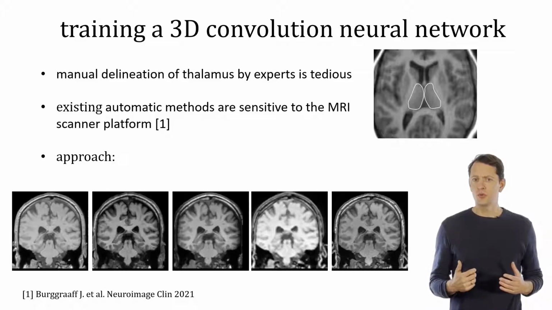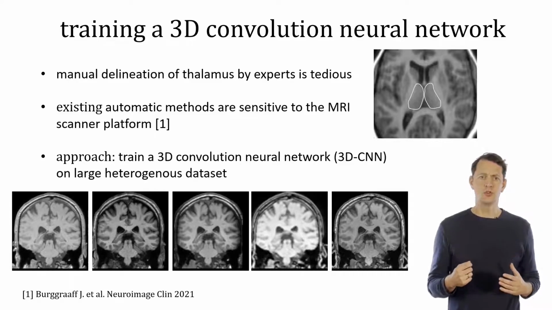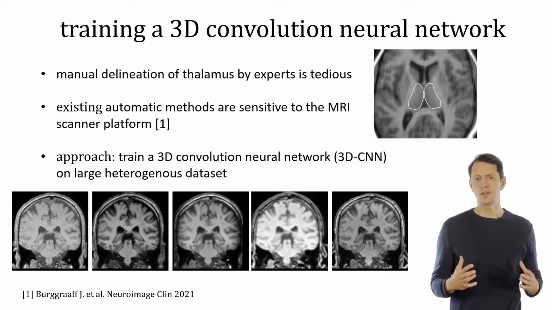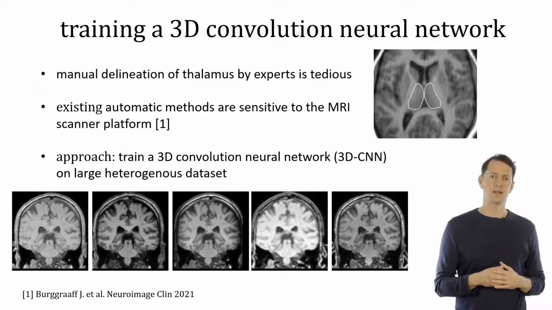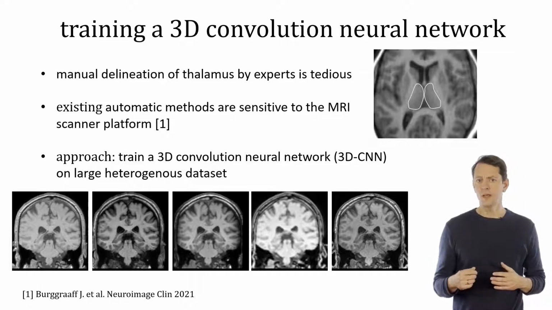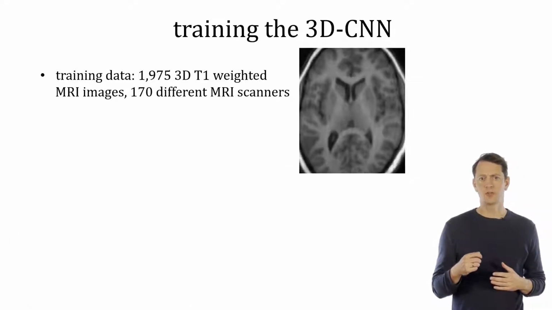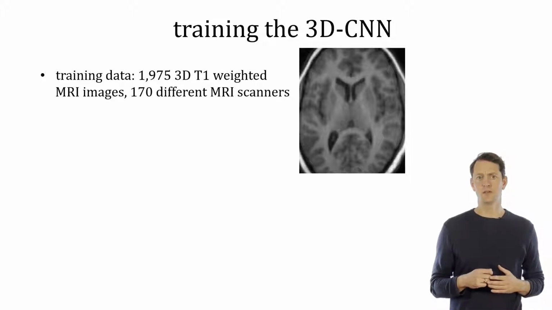The approach was to use a 3D convolutional neural network, so a 3D CNN, and to train that network on a large heterogeneous dataset covering the whole range of image characteristics, as indicated here on that slide. So for training we used MRI images of nearly 2,000 patients which were acquired on 170 different MRI scanners.